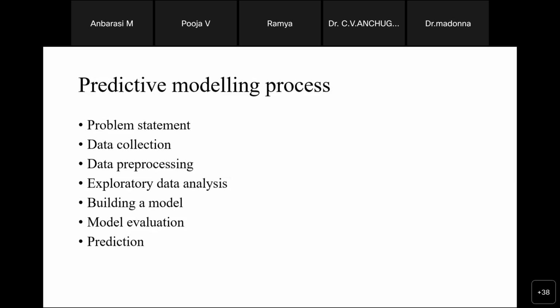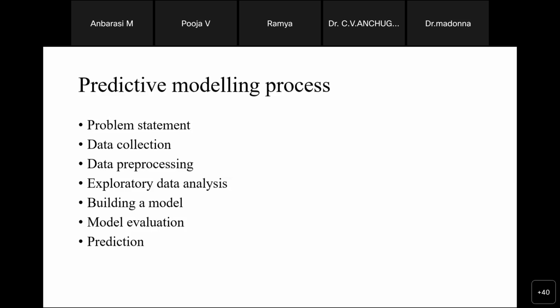Suppose, for example, I want to predict rainfall. Based on some parameters, such as air pressure, humidity, temperature, wind, and cloudiness, we can predict whether the rainfall will occur or not, whether the rain will come or not. First, we have to define the problem statement clearly, and then we have to collect the data. According to the problem, we have to collect the types of data that are required.